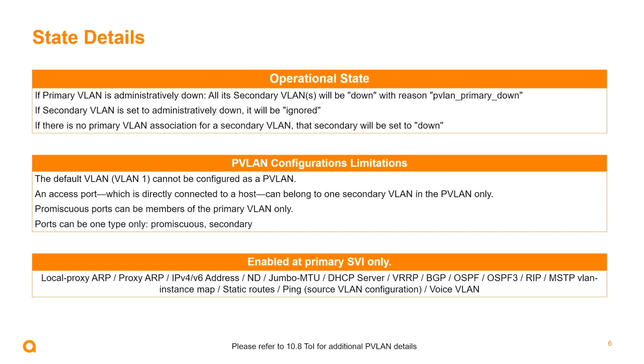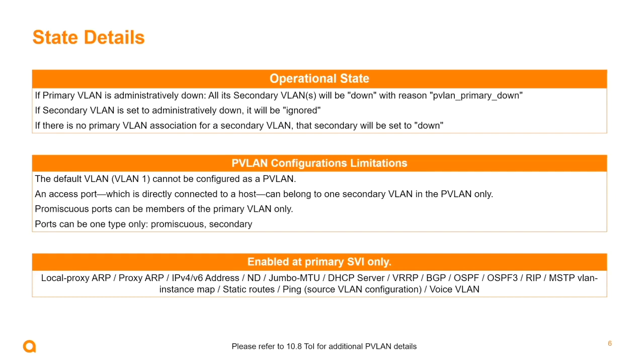Some additional configuration limitations. VLAN 1 cannot be configured as a private VLAN. An access port directly connected to a host can belong to one secondary VLAN in that primary VLAN only. Promiscuous ports can be members of the primary VLAN only. And of course, ports can be only one type, either promiscuous or secondary.